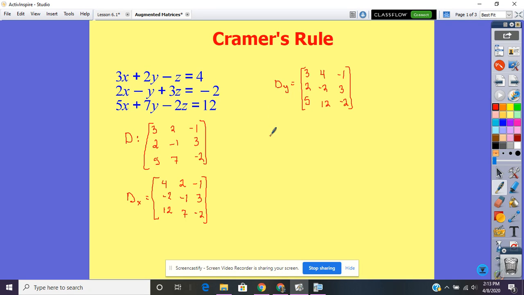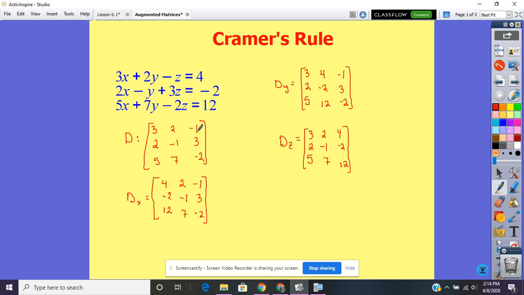All right, and then my final matrix is going to be dz. I put the x's and the y's both back in. So I've got 3, 2, 5, 2, negative 1, 7, but now my constants go here. So 4, negative 2, and 12. So I have x, y, constant, x, y, constant. So the letter on the name of my matrix is the variable coefficient that is missing.